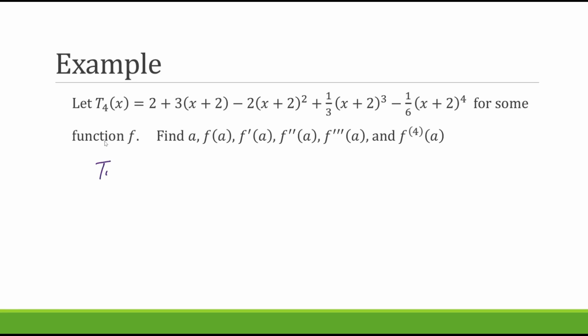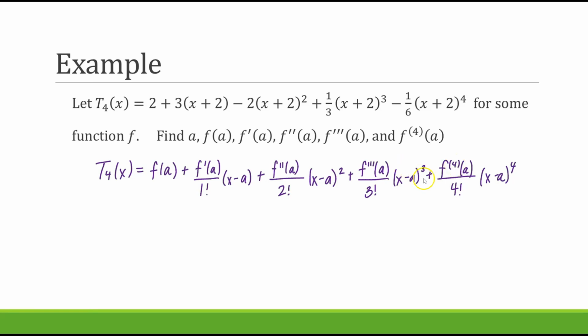So t sub 4 of x in general would look like f of a plus f prime of a over 1 factorial times x minus a plus, and so on, up to the 4th derivative evaluated at a over 4 factorial times x minus a to the 4th. So what we need to do is compare this first term and the coefficients of all of these terms to find these missing values.